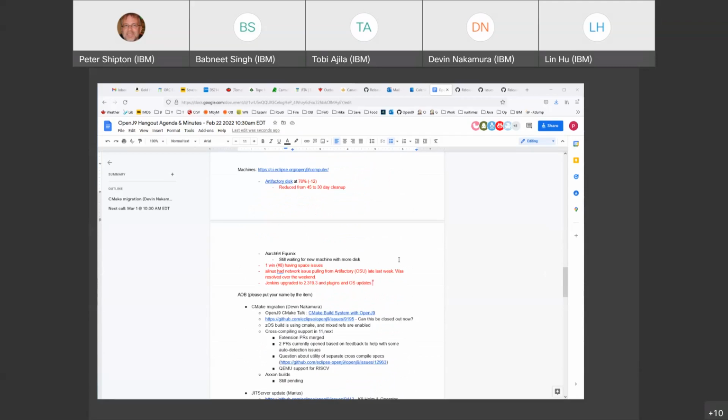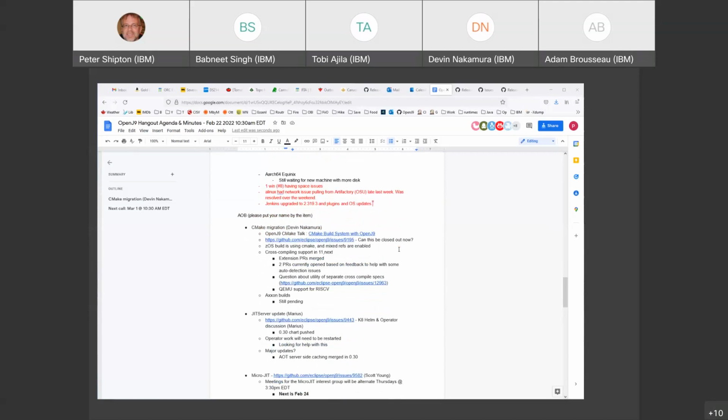Yeah, so we're getting up above 90% for Artifactory space. So we reduced it from 45-day total cleanup to 30 days, and we're down to 78 today, so that's more reasonable. We did have an A-Linux network issue last week, and it seems to have resolved itself over the weekend, so we're going to keep an eye on that. And we just upgraded Jenkins to the latest version, as well as all the plugins and OS updates. So if there's any issues that pop up, let me know. That's about it. Okay, thanks.